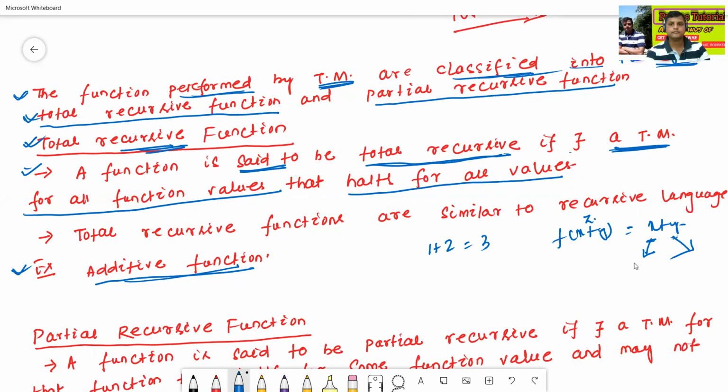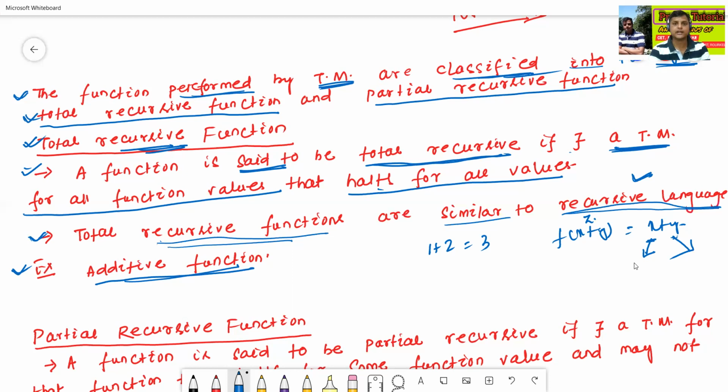Okay, so next point about total recursive function. Total recursive functions are similar to recursive languages. Total recursive function is nothing but a recursive language, and that holds for all input values. This is the important point. This is about total recursive function.